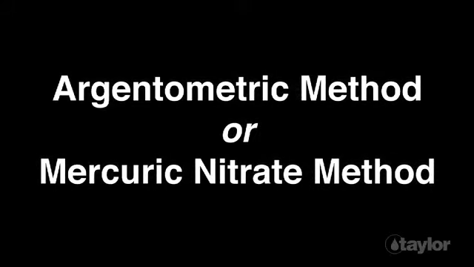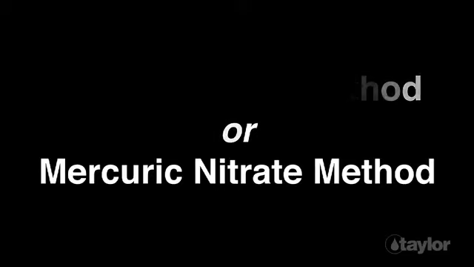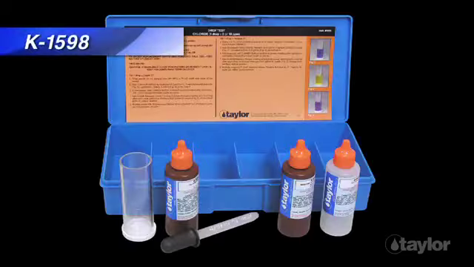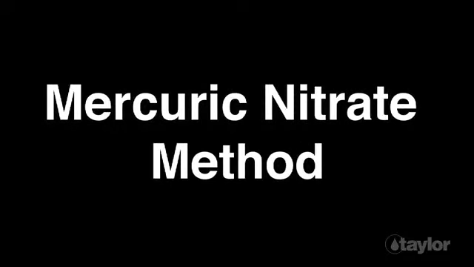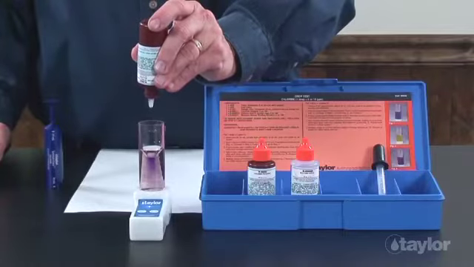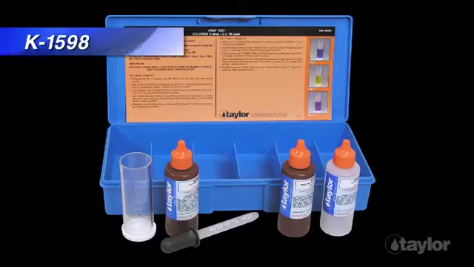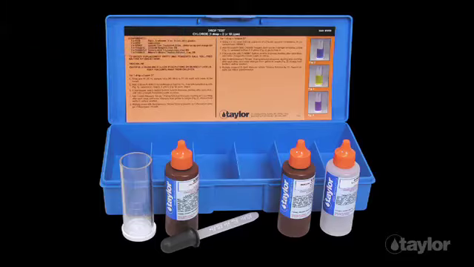Chlorides are determined with a drop test, using either the argentometric method or the mercuric nitrate method. Taylor manufactures both types of test kits. Taylor's K-1598, which we will be demonstrating in this video, employs the mercuric nitrate method. This method is preferred over the argentometric method since the distinct color change signaling the endpoint is easier to recognize. The K-1598 comes complete with all the reagents and equipment necessary for performing a drop test to determine chloride levels.